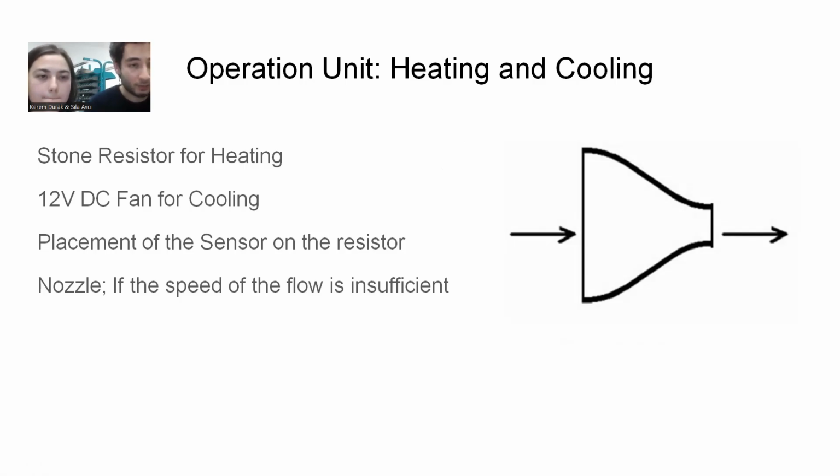But if we are not able to achieve these constraints, we thought of maybe having a nozzle, on the larger area of which we will be putting the fan, and on the smaller area we'll be putting the temperature sensor. The objective of this nozzle is to increase the air velocity, which will again be increasing the convection heat transfer rate from the overall system.